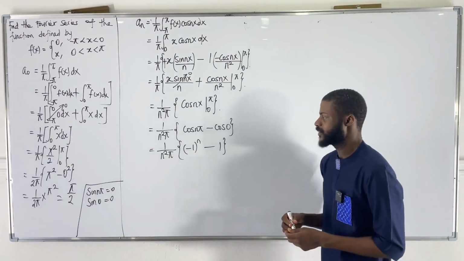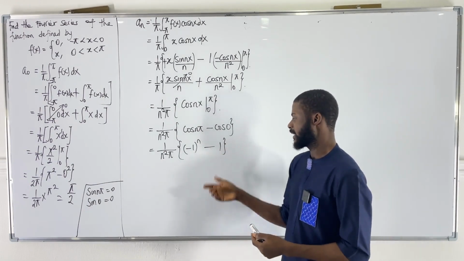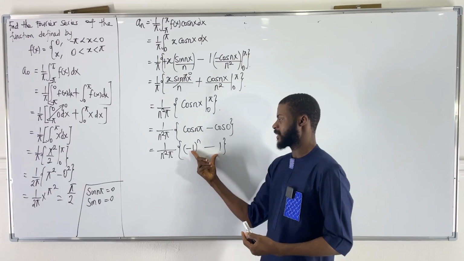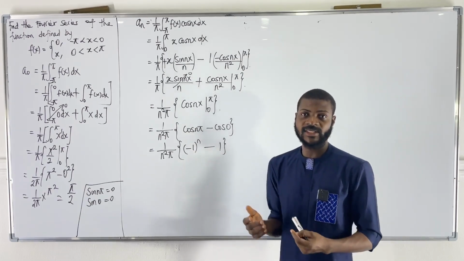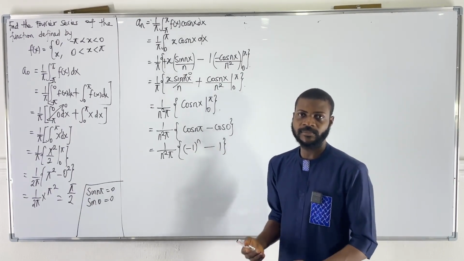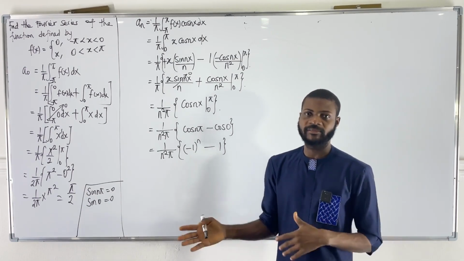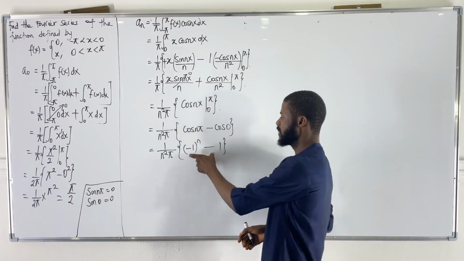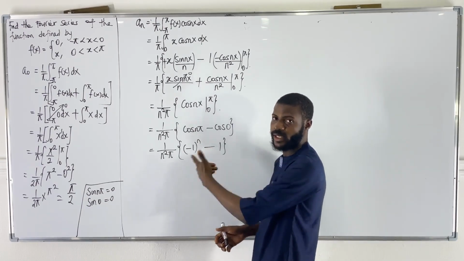And the thing here is, you see this bracket? This bracket has a particular behavior. Remember that in Fourier series, we're having an infinite sum, and numbers can either be odd or even. So when this happens, this bracket will behave in a particular manner. So let's find out.